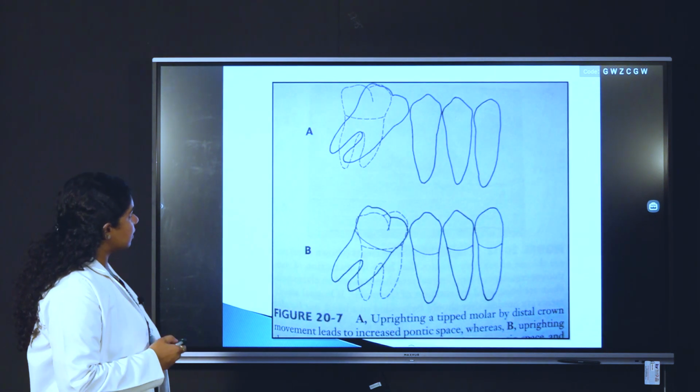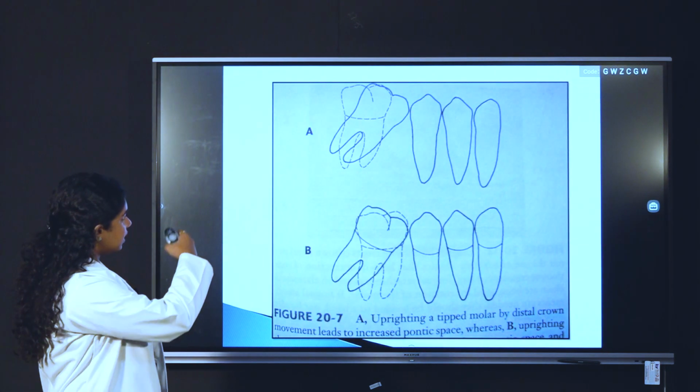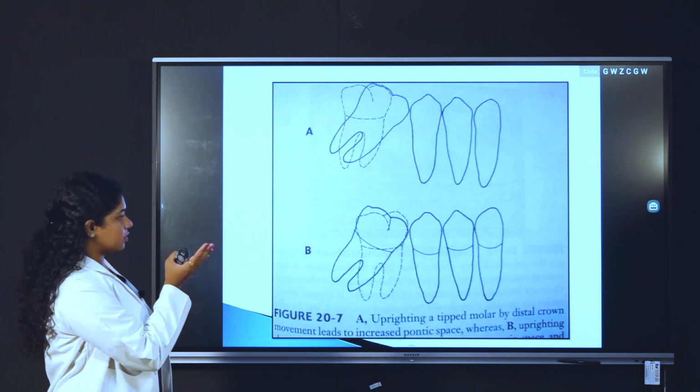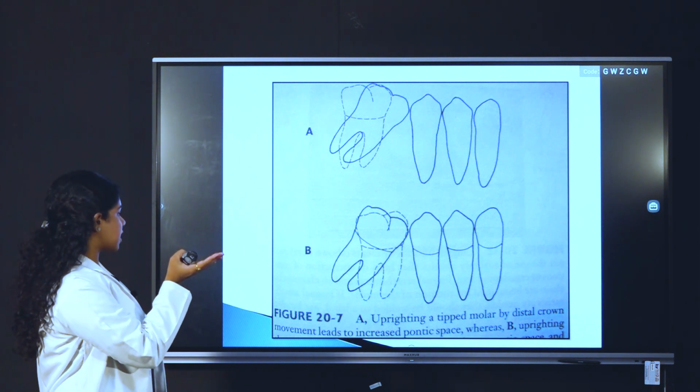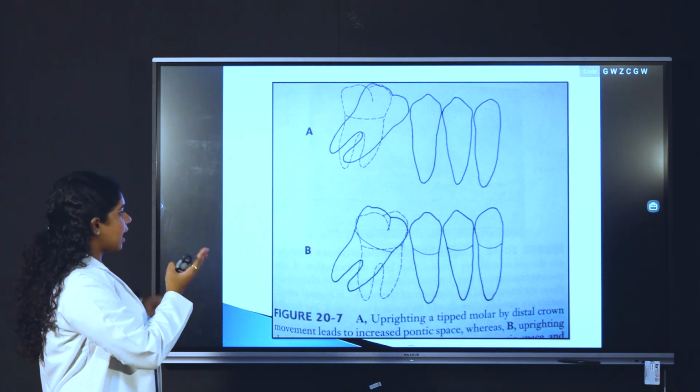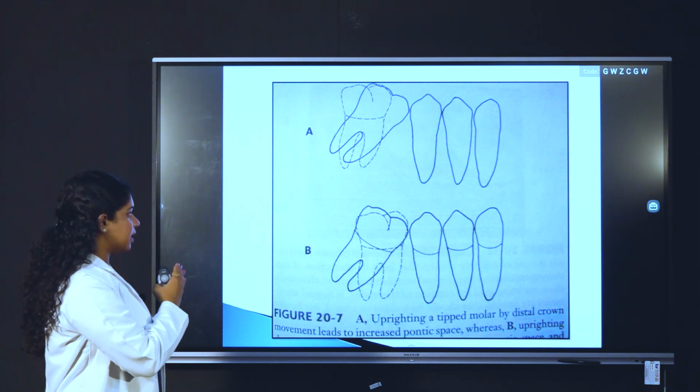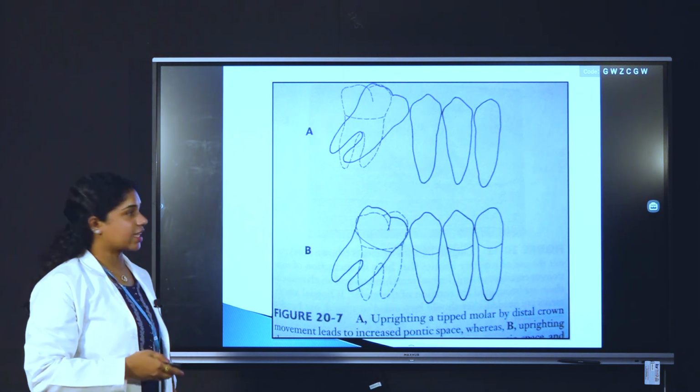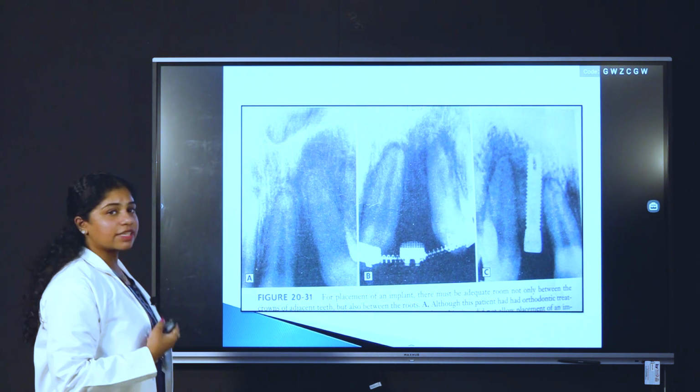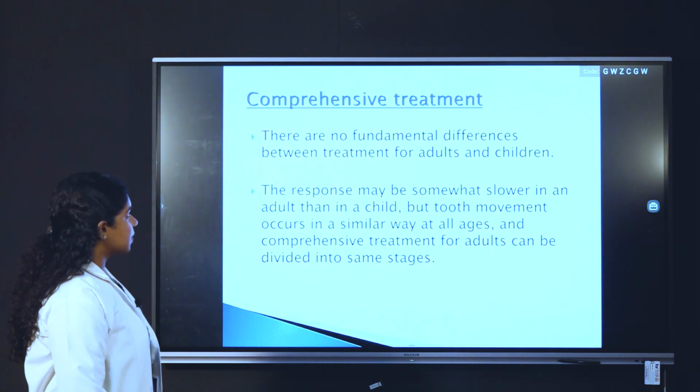So in this picture you can see the molar is tipped. So a distal crown movement is given and the molar is uprighted properly so that a pontic can be placed, for increased pontic space. So that was adjunctive treatment.